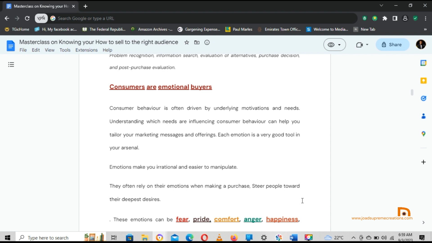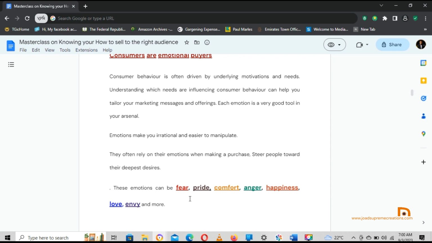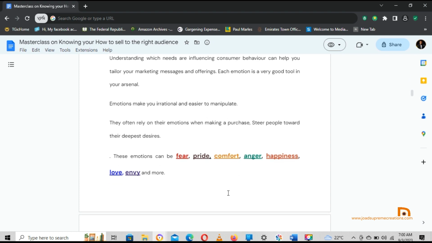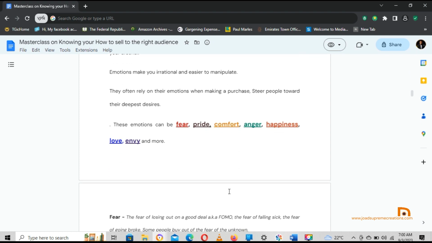So what is that thing that is keeping them awake at night? What is that thing that they are struggling with? What is their pain point? Those are the things that you can leverage when selling. Now, these emotions can be fear, pride, comfort, anger, happiness, love, envy, and a whole lot more. I'll pick them one after the other because I really need to explain these things to you so that you understand and know how to make use of them in your business while selling your product.